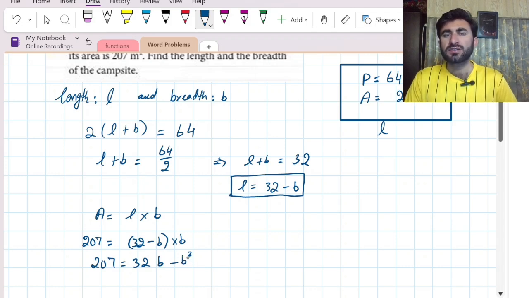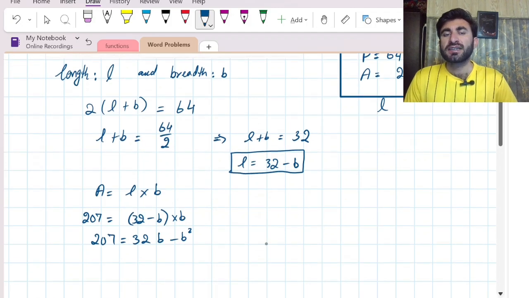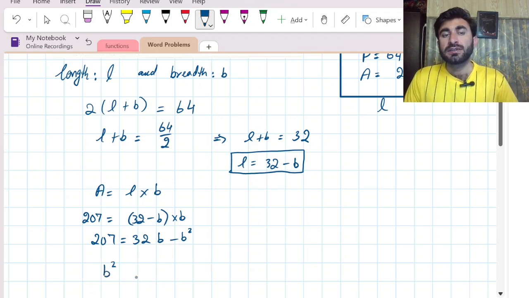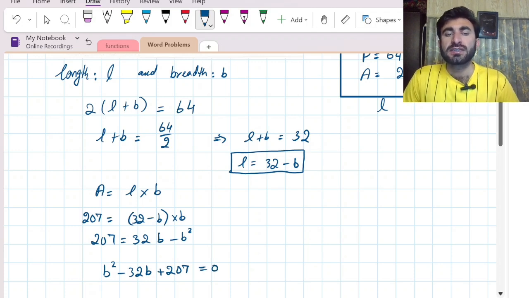Because it is a quadratic equation, first we have to change it into the standard form by moving the right hand side to the left. So negative B square will become positive B square, 32B will become minus 32B, and 207 will remain on the left hand side. Right hand side will become 0. So that is the quadratic equation in standard form.